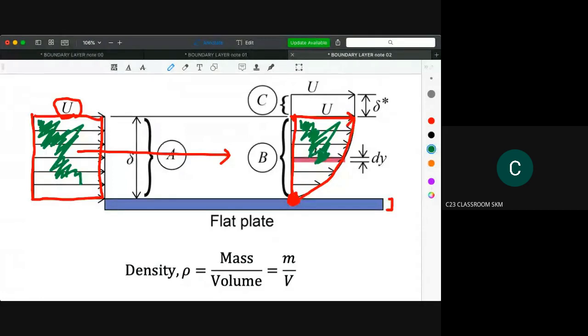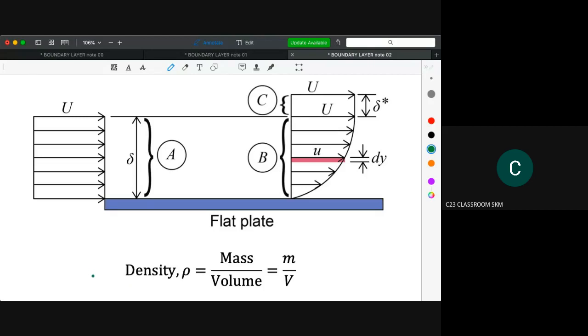So what we do here is add another layer to make sure that the mass is conserved, meaning the total mass at the inlet is now equal to the total mass at the outlet because we add a new layer here. The thickness of this layer is called delta star. That's why we call this one the displacement thickness. Displacement means we displace the thickness. Okay, so now we try to calculate the mass.